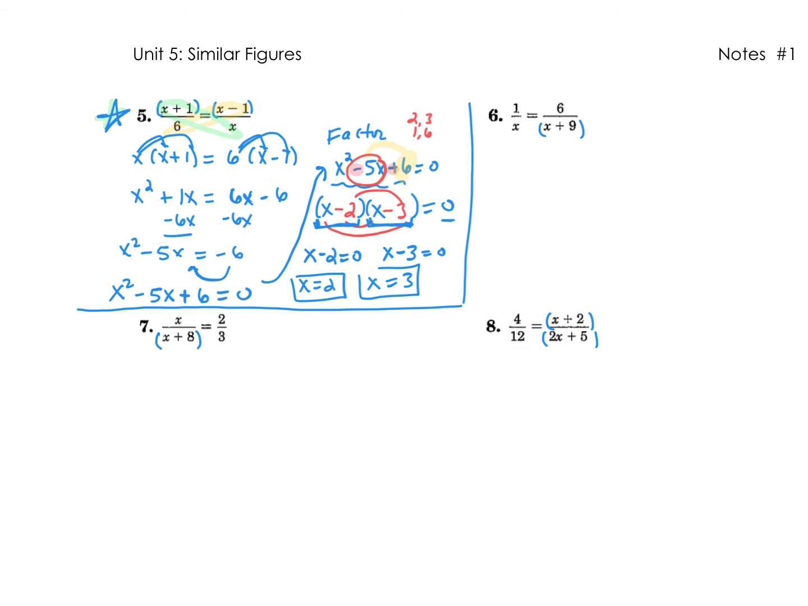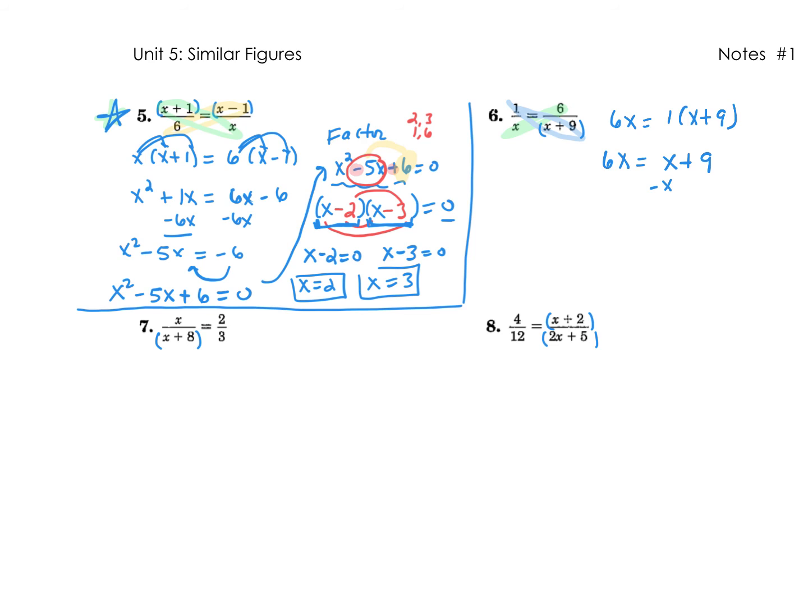All right, and number 6, we're back to an easier one. We're going to multiply along that diagonal. We'll have 6x, and then we'll set it equal to 1 times x plus 9. So 6 times x equals 1 times x plus 9. Well, multiplying by 1 isn't going to change anything, so we just have 6x equals x plus 9.